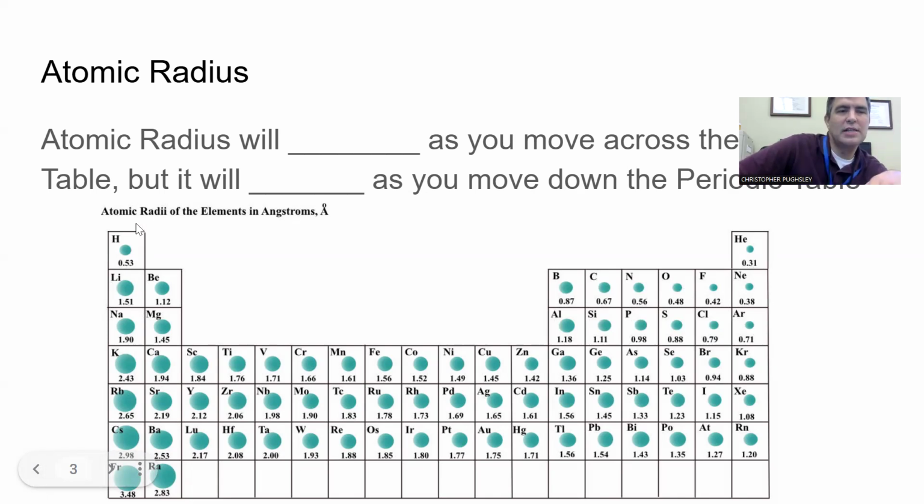When we go down, you're going to have more orbitals, and so you're going to have a bigger atomic radius. That makes sense.